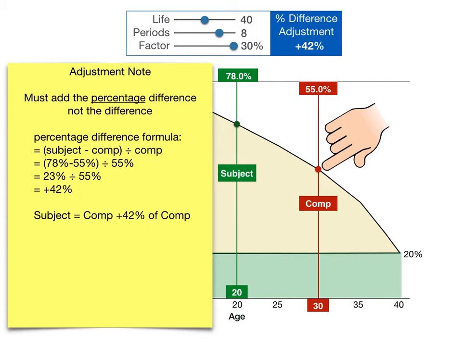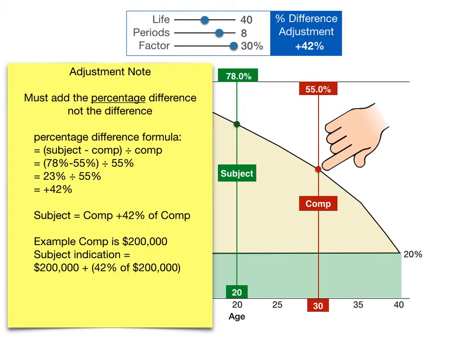The next thing we want to look at is an example where our comp was 200,000. The subject indication would be 200,000 plus 42% of 200,000, or 200,000 plus 84,000, or 284,000. That's how we would make that calculation. Once again, the AgeTool will calculate that for you, so you can make that adjustment.